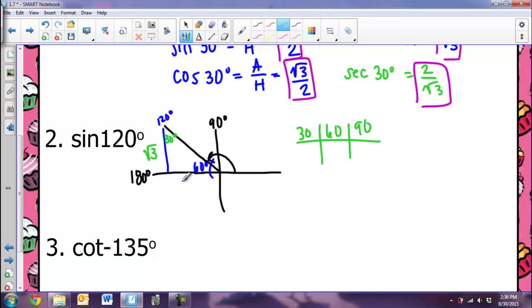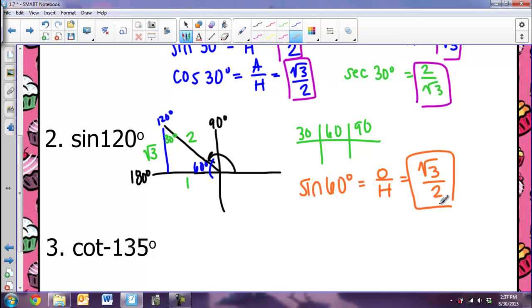Opposite the smallest side is going to be 1, and your hypotenuse is 2, the length of that angle. Okay, so then when you're looking in here, you're going to go ahead and just find whatever trig value. So you have the sine of 60 degrees, which would be the opposite over the hypotenuse. So opposite your 60 is root 3 over your hypotenuse, which is 2.